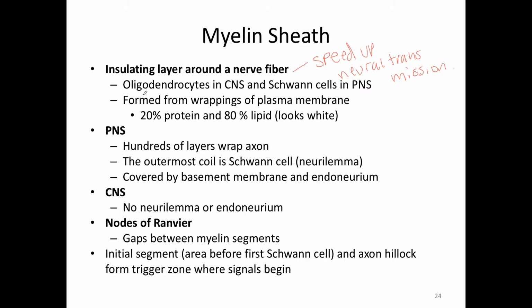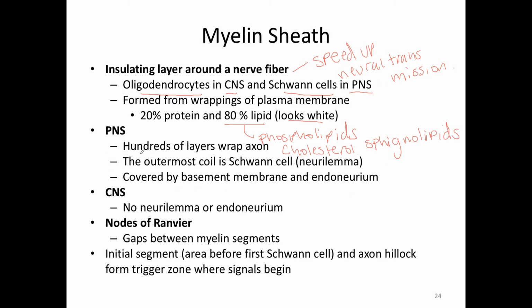So myelin sheath is formed by oligodendrocytes in the central nervous system and Schwann cells in the peripheral nervous system. And it looks white, as I mentioned, because it's fatty, and that's because it's 80% lipids, specifically phospholipids and cholesterol, and sphingolipids, which is just another kind of lipid.